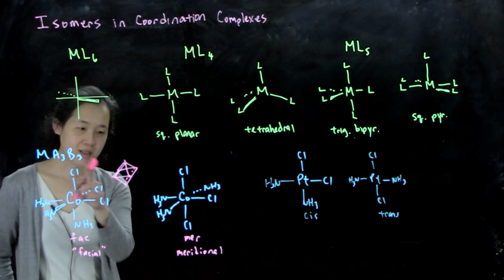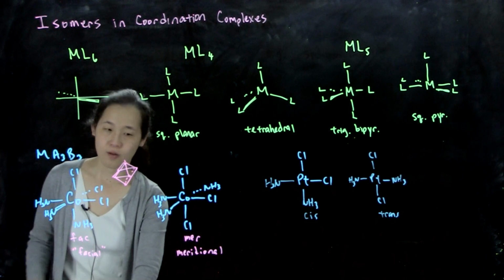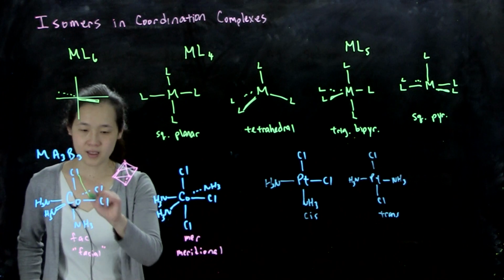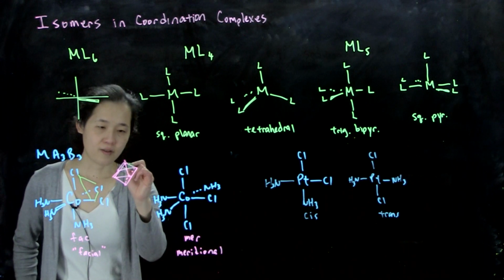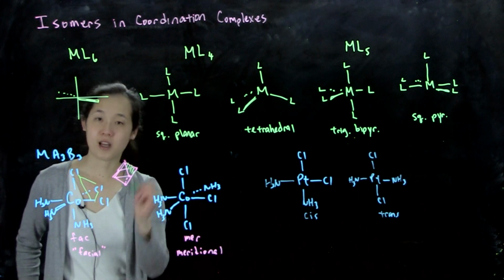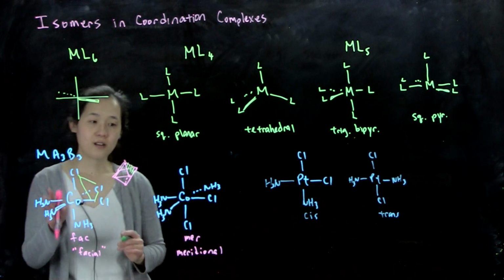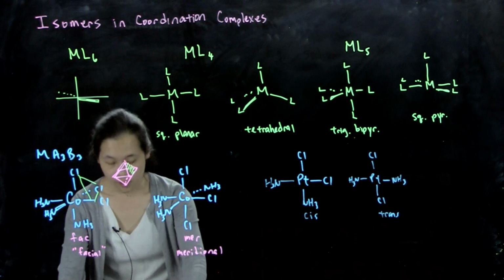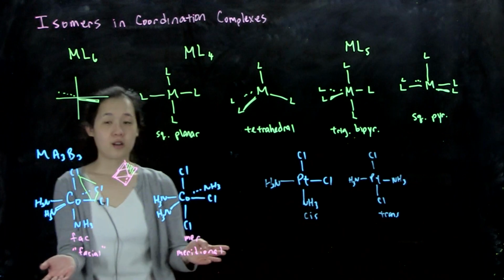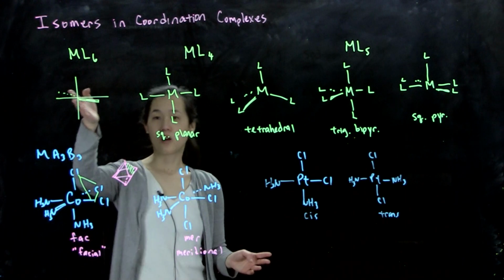So by taking these 3 over here, let's say these chloride atoms, we've described a face through those 3 atoms. So that's facial versus meridional. Those are another type of geometric isomer that we have due to our geometries.